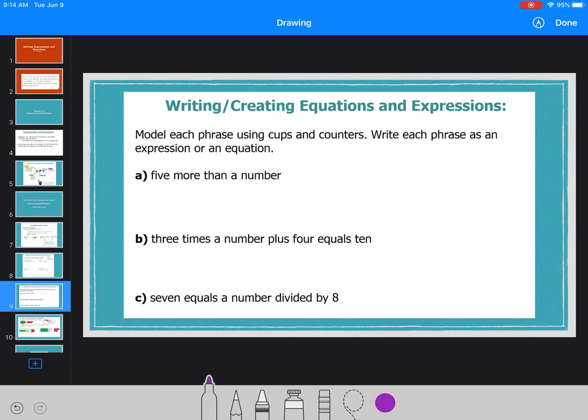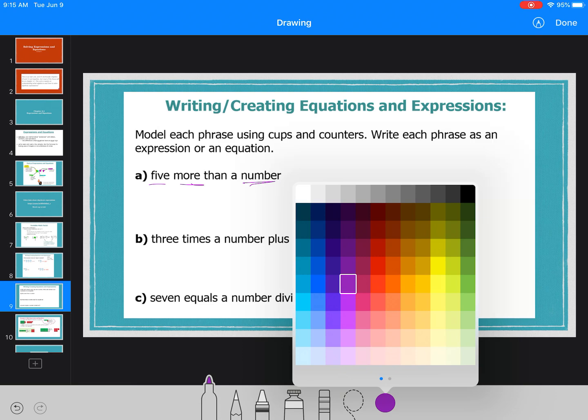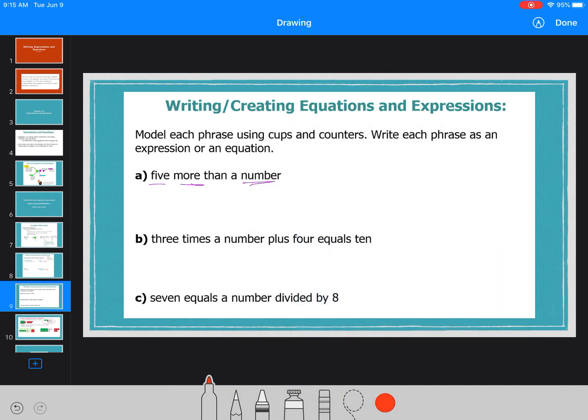So we're going to create one. Model each phrase using cups and counters and write each phrase as an expression or an equation. So we want to say that it's 5 more. These are the words that we're using, 5 more than a number. Okay, so if I have some random number and I want to put 5 more of it, and there we go. And that would be our expression.